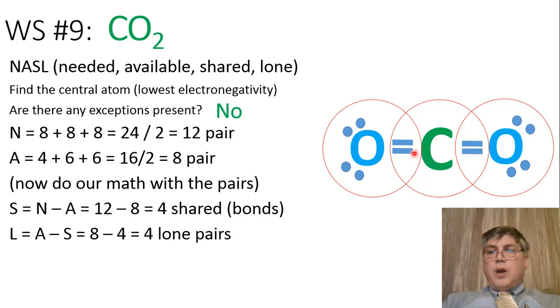And carbon in the middle has 2 double bonds. Remember that each bond is 2 electrons, so we have 2, 4, 6, 8. So carbon has 8, and everybody's happy with this one.